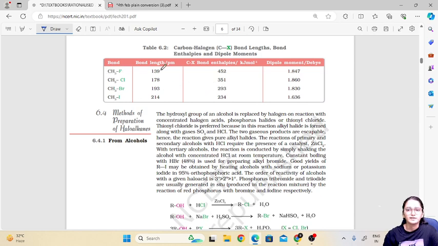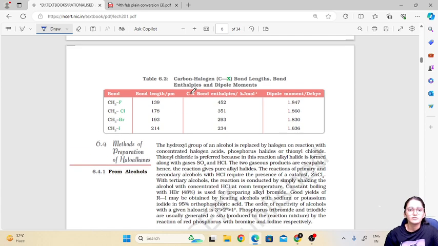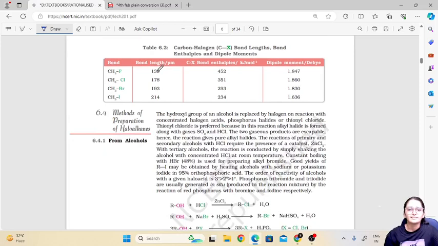So methyl fluoride, its bond length is 139 picometer, which is less. Then CH3Cl, methyl chloride, it's 178, which is more than methyl fluoride. Then 193 is of methyl bromide, which is more than them. And last, the length increases up to iodine, which is 214 picometer. Now you have to understand that if bond length increases, bond strength decreases. So bond length and bond strength are inversely proportional, which you have already studied in 11th standard.